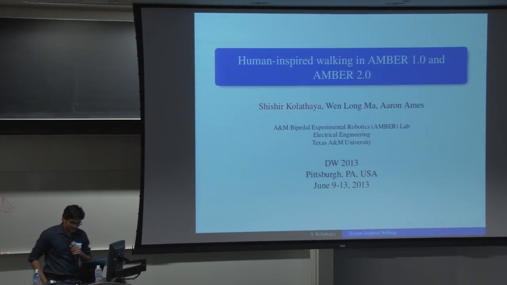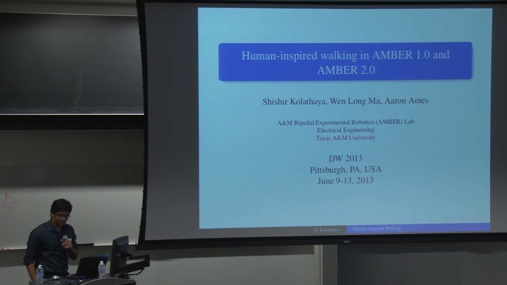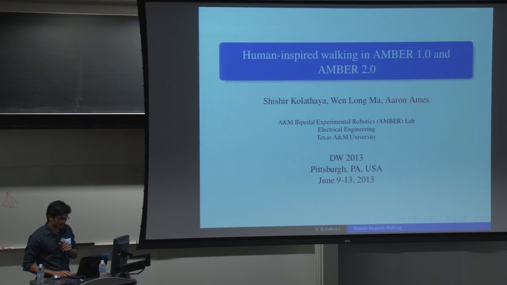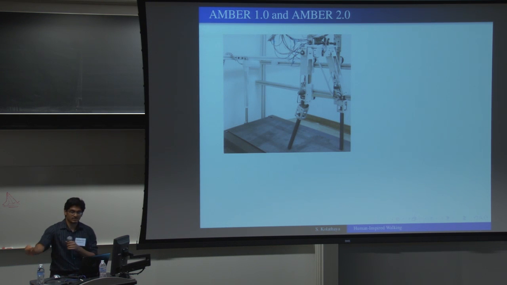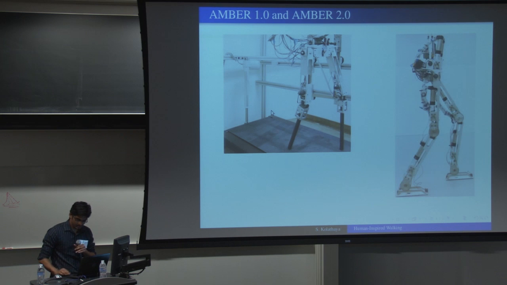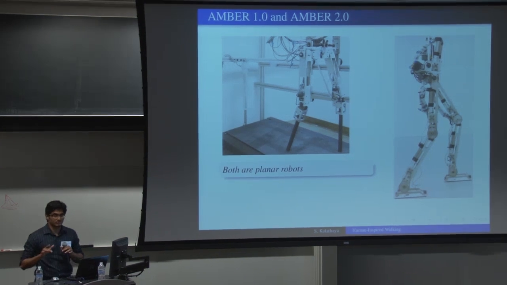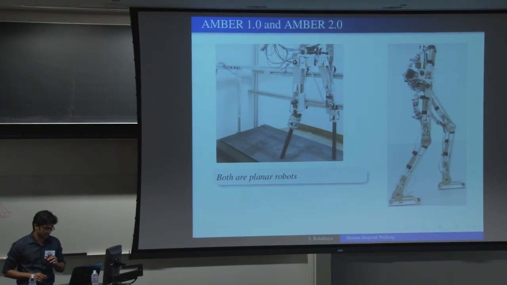My name is Shishir from Texas A&M, and I work for Aaron Ames. We have 2 robots in our lab. Amber 1 has 5 links. It is underactuated, no feet. And Amber 2, 7 links, has feet, so it is fully actuated. Both are planar robots. So here we are trying to achieve 2D walking.